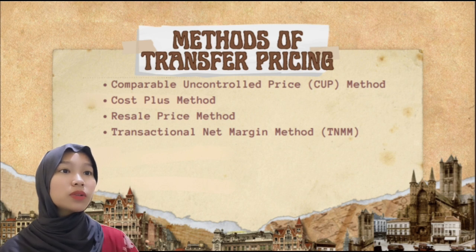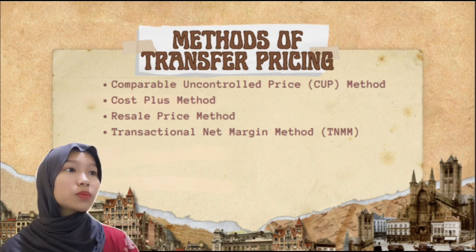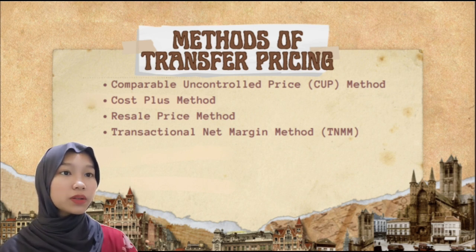2. Cost plus method. This approach calculates the transfer price by adding a markup to the cost incurred in producing goods or services. The markup is based on the profit that independent companies would typically earn in similar situations.